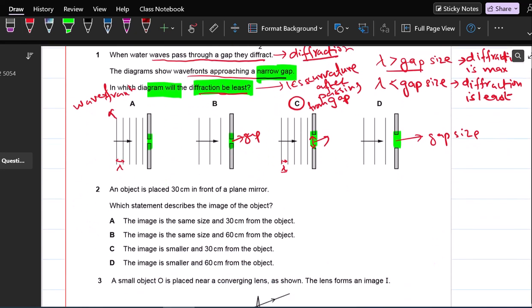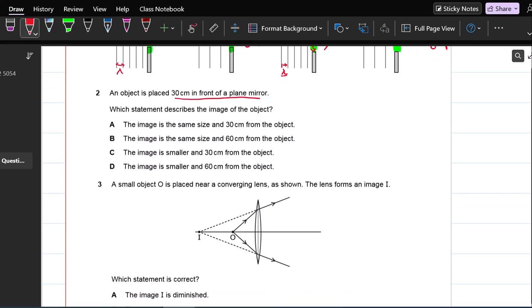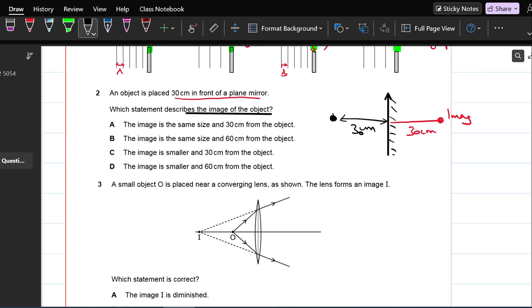So moving to the next question. An object is placed 30 centimeter in front of a plane mirror. Let me draw a plane mirror. Suppose this is a plane mirror and the object is here, 30 centimeter from the plane mirror. The image is also going to be 30 centimeter from the plane mirror, behind the plane mirror. So it is 30, not 3. Which statement describes the image of the object?